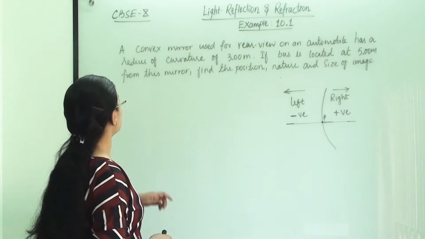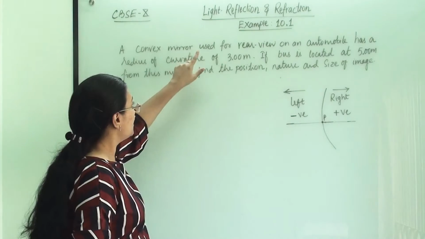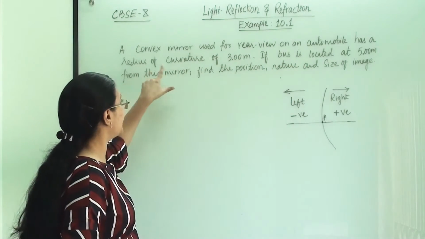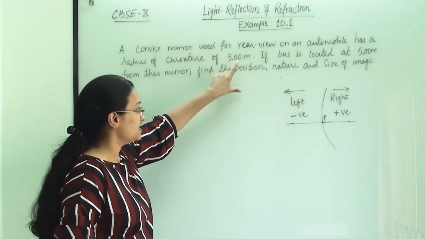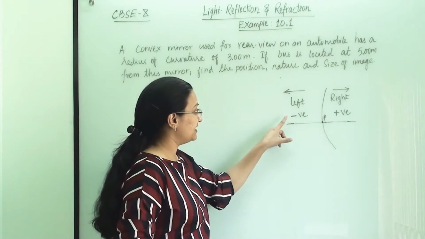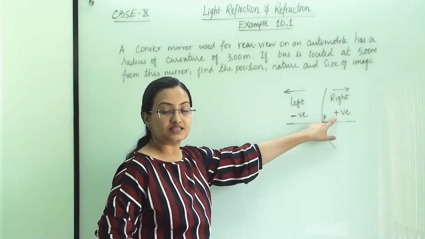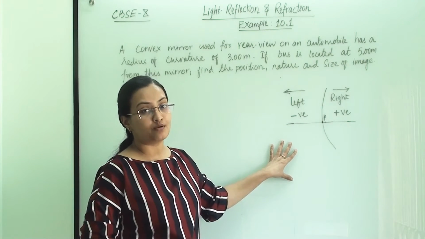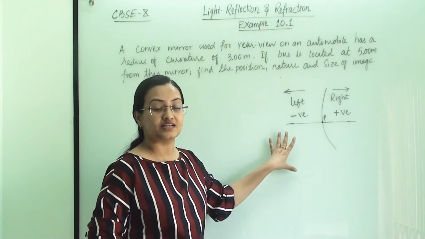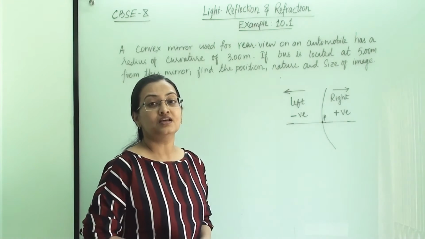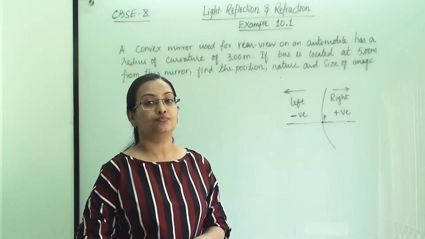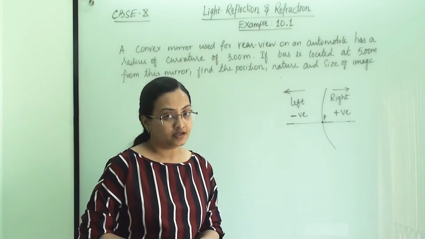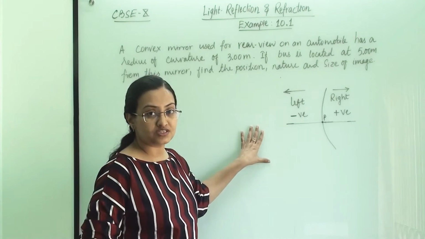This example says that a convex mirror used for rear view on an automobile has a radius of curvature of 3 meter. This is our convex mirror and here I have shown the Cartesian sign. If you have any doubt regarding the mirror formula, magnification formula and Cartesian sign, please refer to my video based on the mirror formula and magnification formula. I have given the link in the description. Then come back to this numerical.